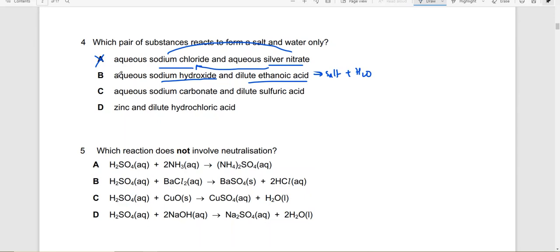Why is C not the answer? Because in the case of sodium carbonate reacting with an acid, carbon dioxide is also formed. And D is not the answer, because when you react a metal with acid, hydrogen is released and not water.